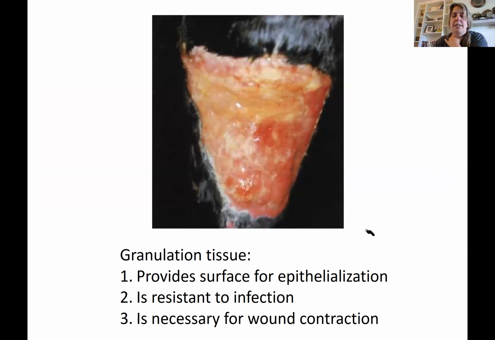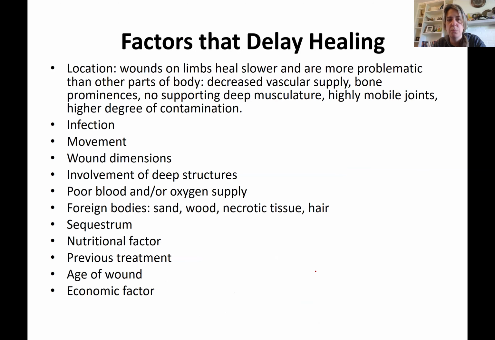Granulation tissue, this is what it looks like. It provides the surface for epithelialization. It is very resistant to infection, but that doesn't mean it doesn't get infected. It can very much get infected, but it is resistant because of the amount of new blood vessels in the area and also the number of macrophages. Granulation tissue is very much necessary for wound contraction and for the wound to heal.